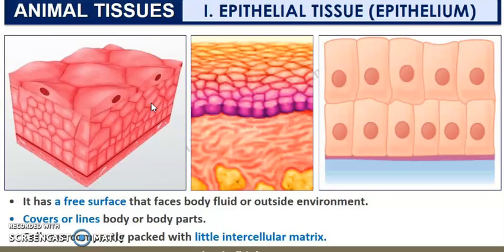It means that this intercellular matrix will be very, very little. They are very tightly packed. You can see the cells, the space between each of them is very, very less. So they are compactly packed with little intercellular matrix. Clear with it? Now let us move on to the next part.